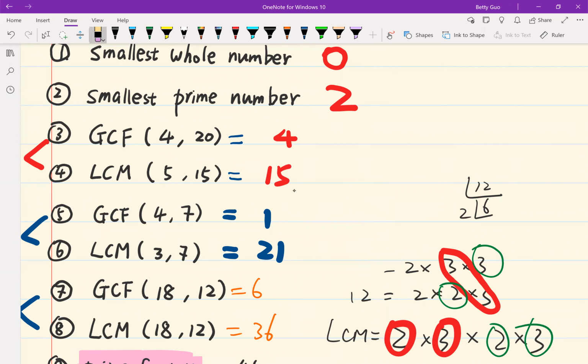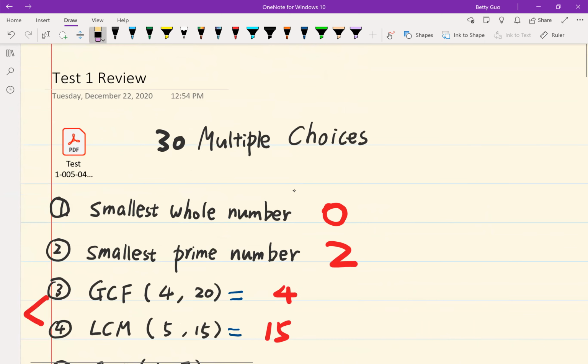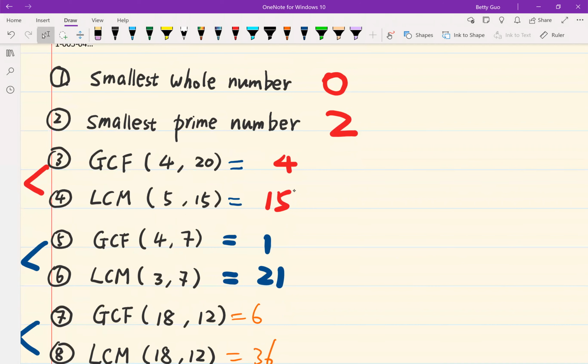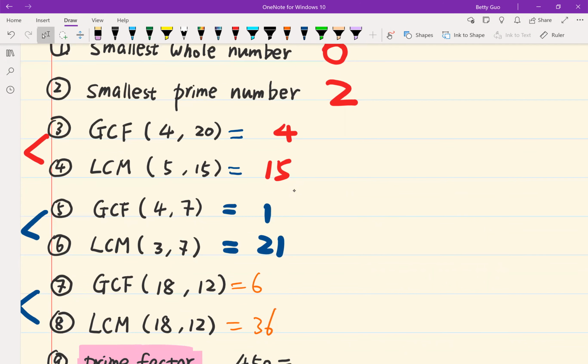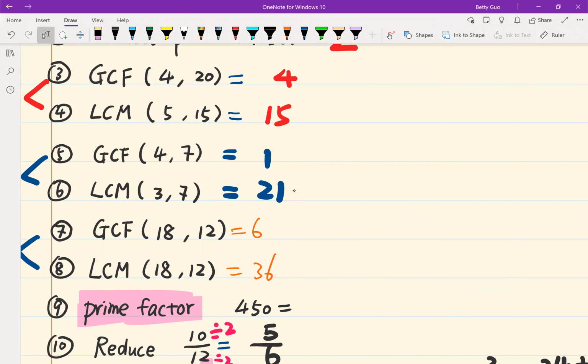Yeah, so now let's see the first 8 problems. We have the smallest whole number. What's the smallest whole number? What's the smallest prime number? So 3 and 4: find the GCF, LCM, special case number 1. 5 and 6: find the GCF, LCM, special case number 2. 7 and 8: find the GCF, LCM, regular case. So this should draw your attention. You should spend time to really grasp those things.